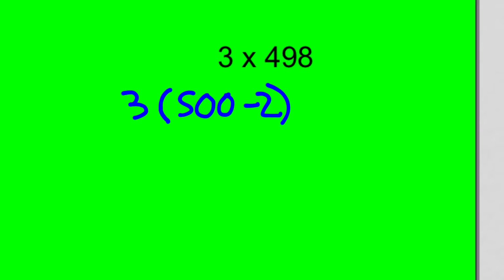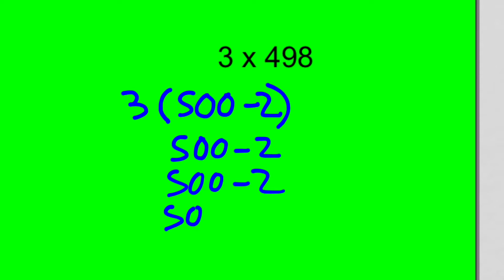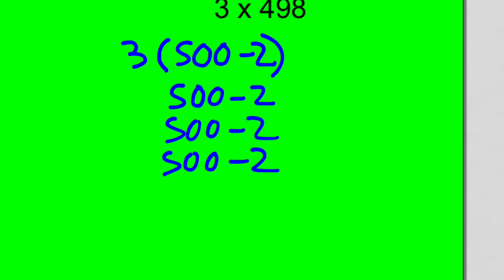So using another example, 3 times 498, here's where the distributive property might help you. Instead of doing 3 times 498, maybe I'll do 3 multiplied by 500 minus 2. And that's like saying 3 groups of 500 minus 2. So I could do 500 minus 2, 500 minus 2, 500 minus 2, and I could total those up.